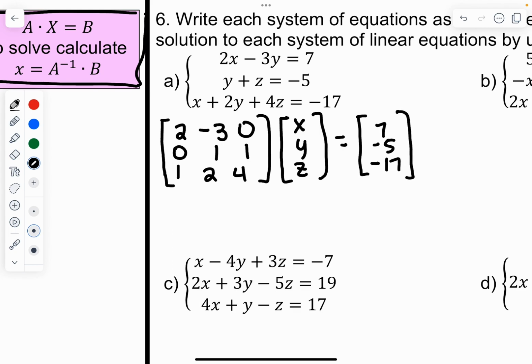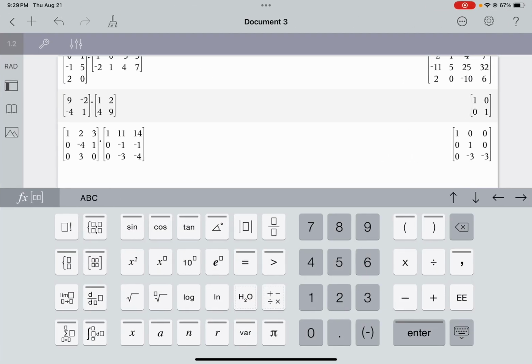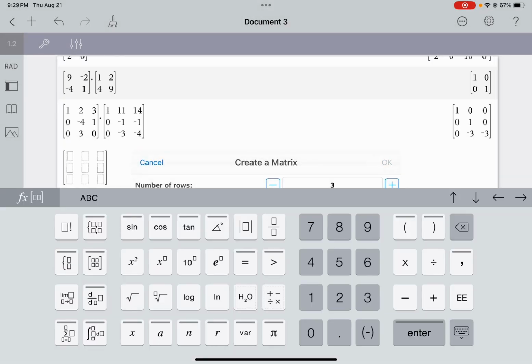Now, when we type this in, we're going to type in A, and we're going to do its inverse by having a -1 as an exponent, and then we're going to multiply it by B. So let's switch over to our calculator. Let's go ahead and do this. So we started with a 3 by 3 matrix. So let's type them in.